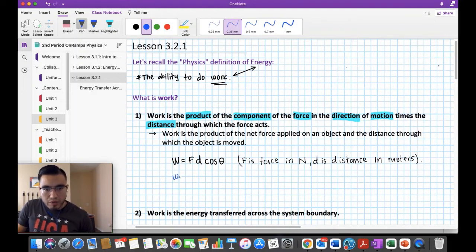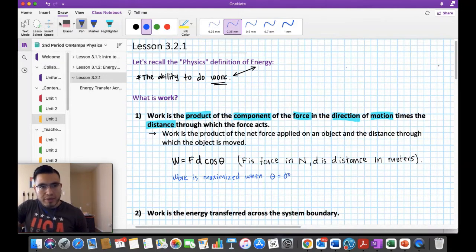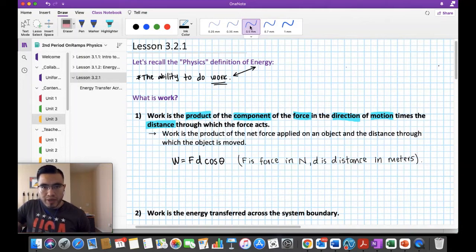Work is maximized when theta equals 0 degrees. I think this is how you spell it. And the reason why is because when cosine of 0 degrees, well, I'm going to write it again, because I don't know how it looks. I'm going to explain. So when you get 0 degrees, the cosine of 0 is 1.